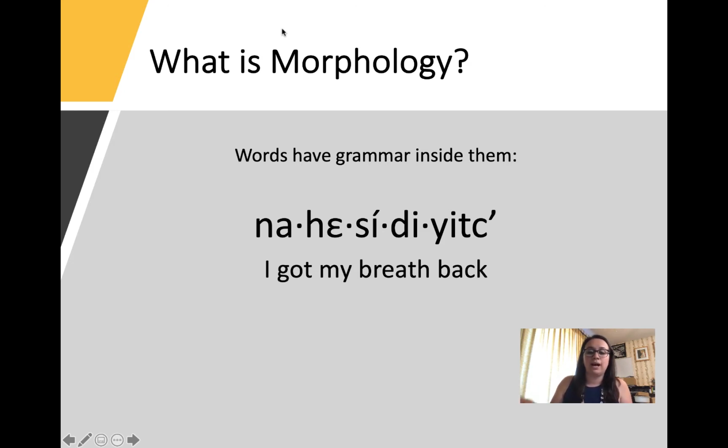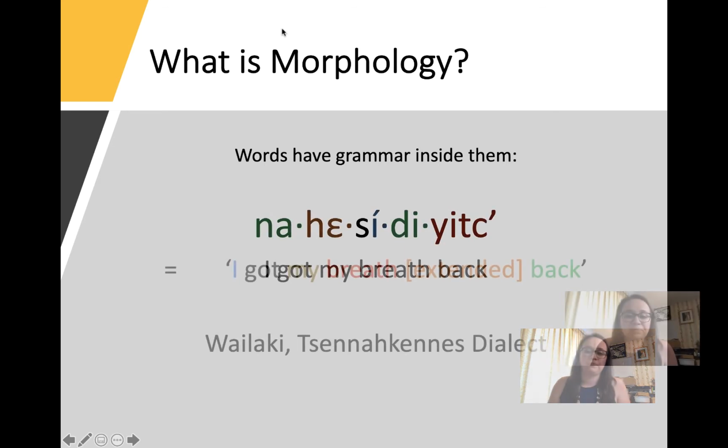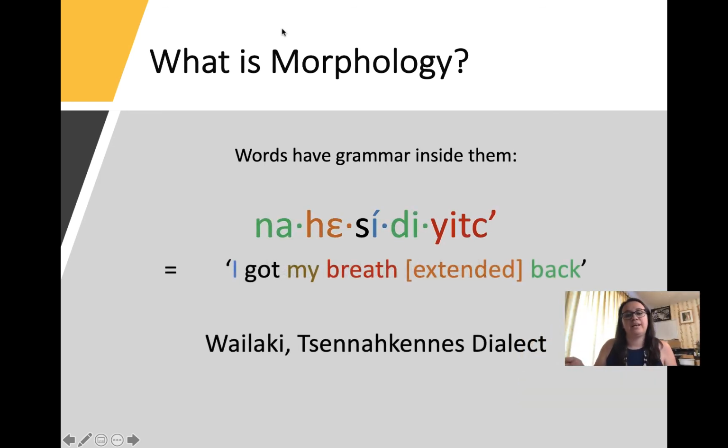This becomes apparent when I show you a word like this, which in Wailaki means "I got my breath back." Nahesidich. Go ahead and say that. Nahesidich. Now if I look at all the meaningful parts of this word, it looks something like this. In Dene languages, the root or most core meaning often is at the end of a word. So here we have yich, and that means breath or breathe. What comes before that is a series of prefixes.